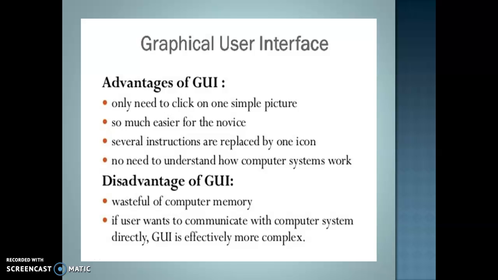Now, the disadvantages of GUI. It is wasteful of computer memory. If the user wants to communicate with the computer system directly, GUI is effectively more complex. It requires more RAM to run. It requires more system resources to load the various graphical elements such as icons, fonts, etc. GUI is still a bit slower than CUI because it uses both mouse and keyboard.